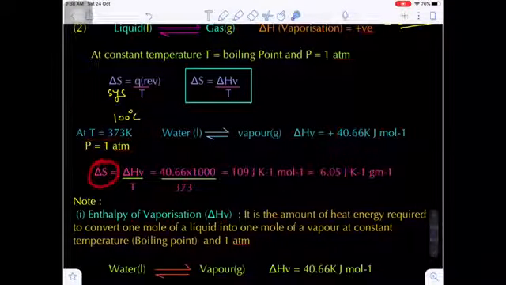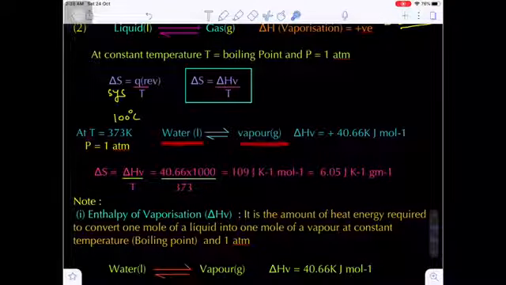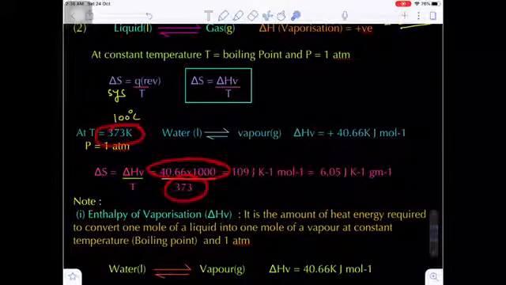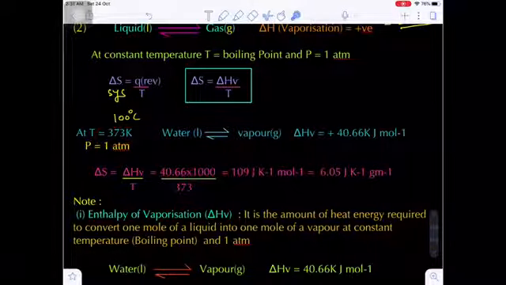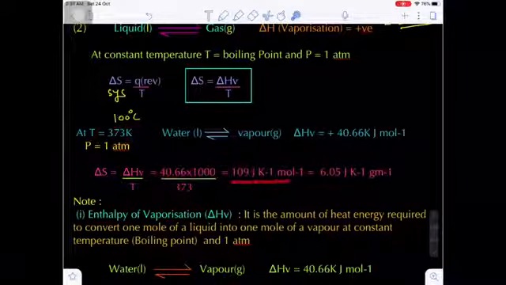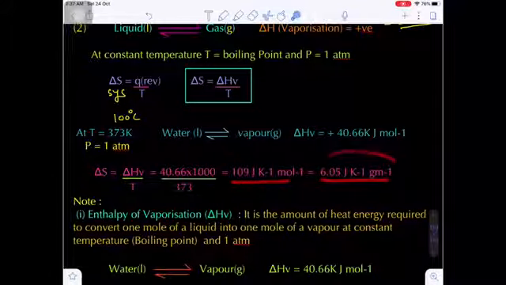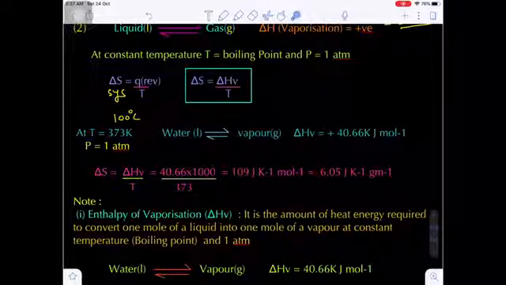So now I am calculating the change in entropy during the phase transformation of a liquid into a vapor, especially water into steam. So 40.66 kilojoule upon the constant temperature, that is the boiling temperature 373 Kelvin. So you will get 109 joule per Kelvin per mole. If you divide with molar mass 18, you will get 6.05 joule per Kelvin per gram.